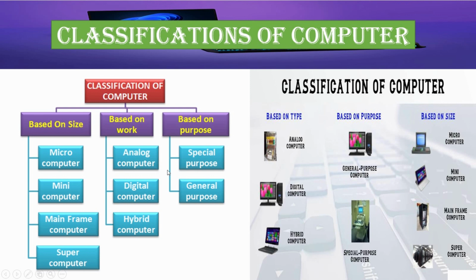Then classification of computers based on work is analog, digital, and hybrid computers. Based on purposes, we have special purpose and general purpose. These are the examples of classes of computers.